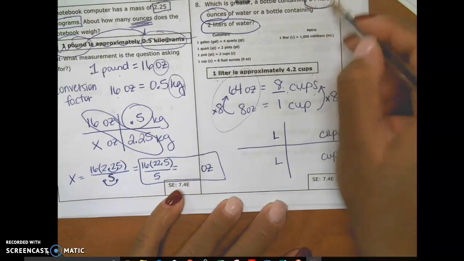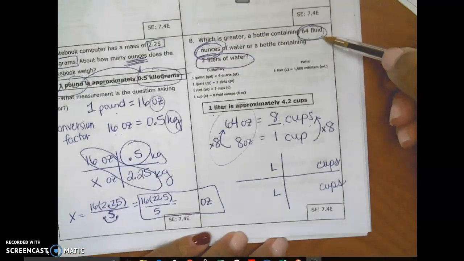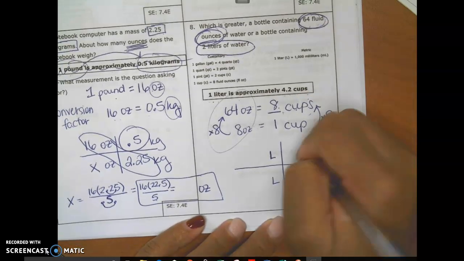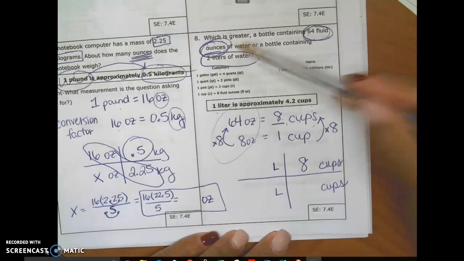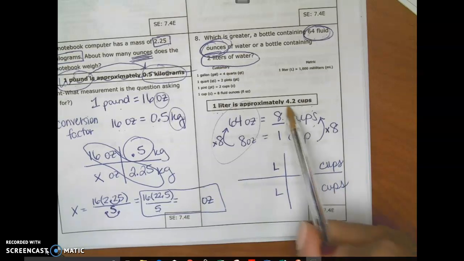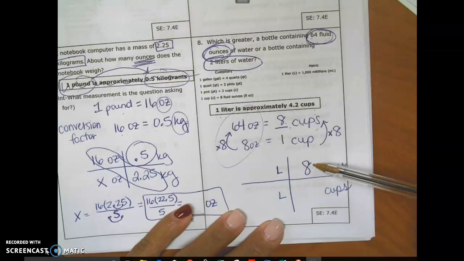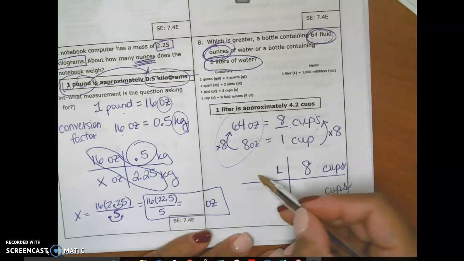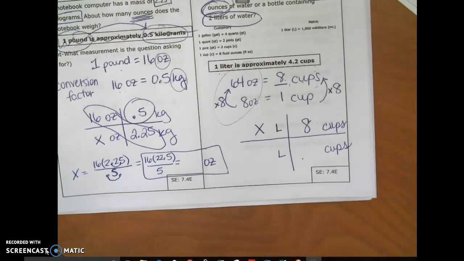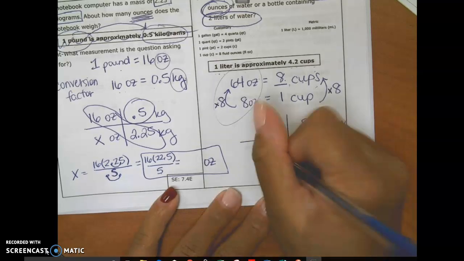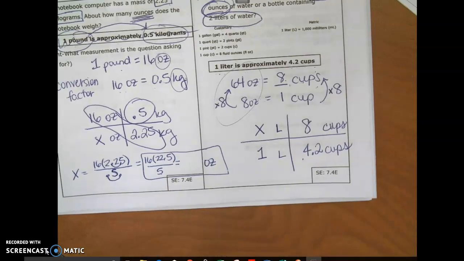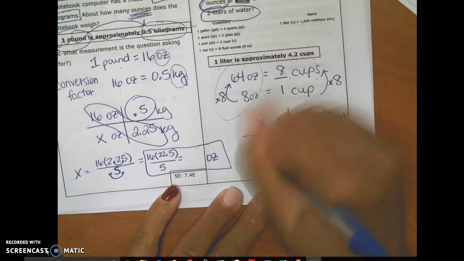Okay, what are they asking me about? 64 fluid ounces is how many cups? 8 cups. Do I know how many liters that is? 4.2 is for 1 liter. Do I know how many liters this is for 8 cups? No, so what do I put here? What is the conversion factor that they've given me in the box? 1 liter is 4.2 cups. What must I do? And then there's one more step.